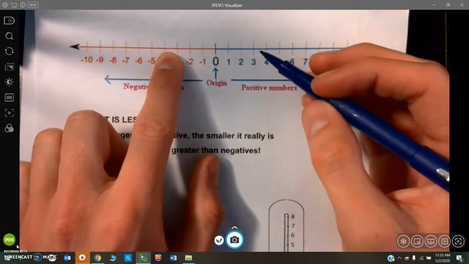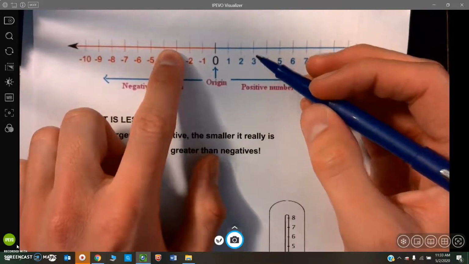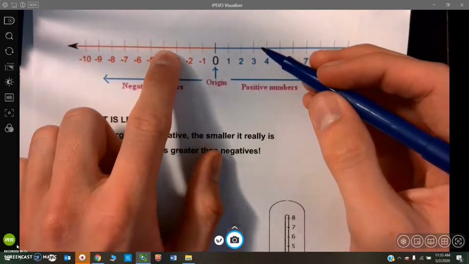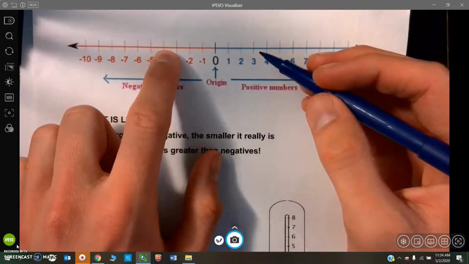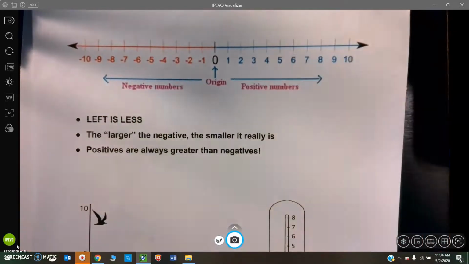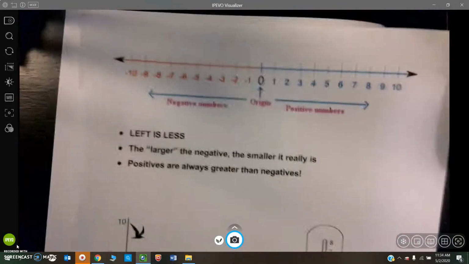Negative 3 and 5/10, that would be in between the negative 3 and negative 4, and 3 and 5/10, which would be here, are both 3 and 5/10 or 3.5 units away from 0. So essentially, it's just the same number with the opposite sign.